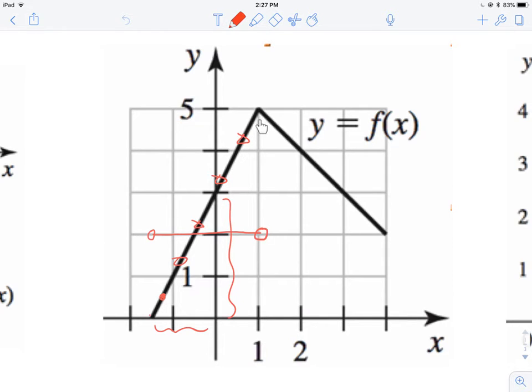Now at this corner, the derivative is not defined, so that's why I have an open circle here. Similarly, at the endpoint, the derivative doesn't make sense, so it's an open circle.